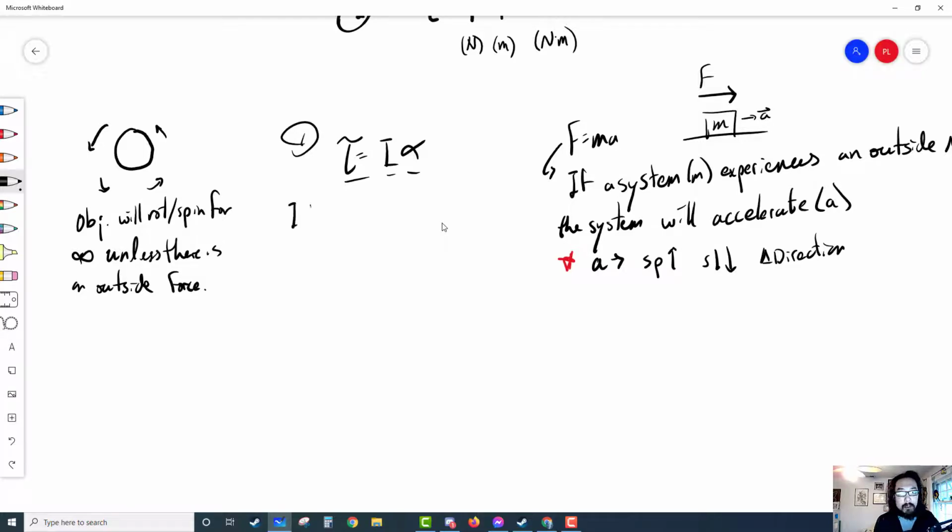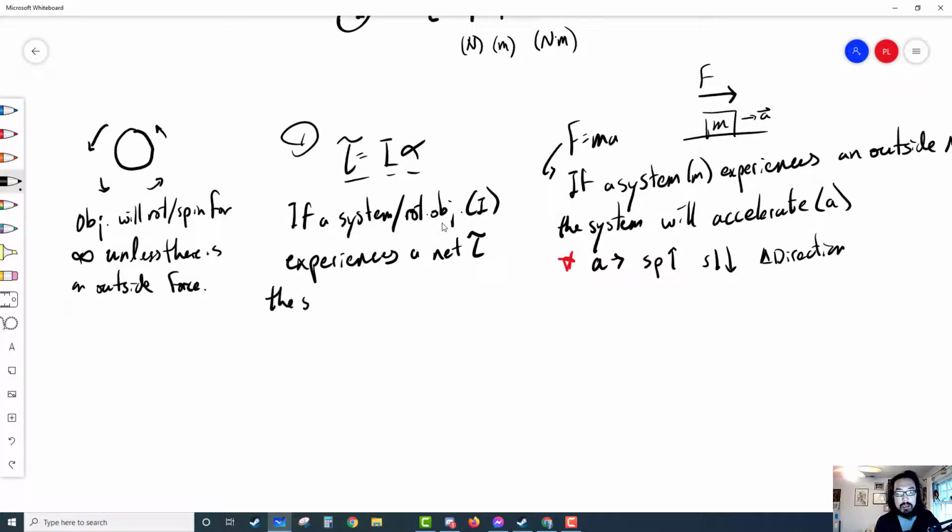So I is the system, right? If a system, aka the rotating object, or the rotating system, experiences a net torque, the system or object will accelerate. All right, so I'm going to highlight the variables. And just as a little caveat, remember acceleration can either be spinning faster or spinning slower.